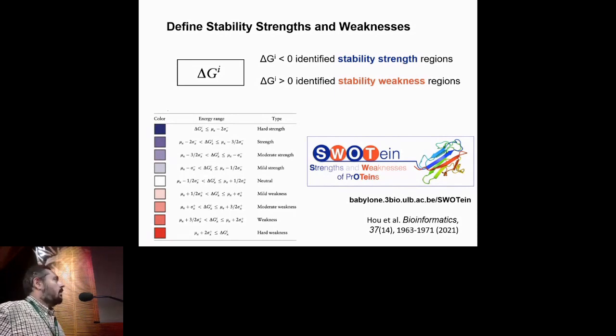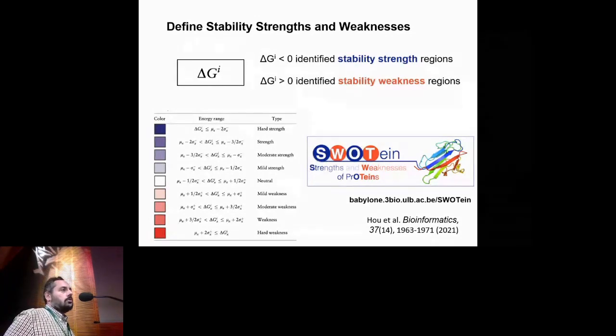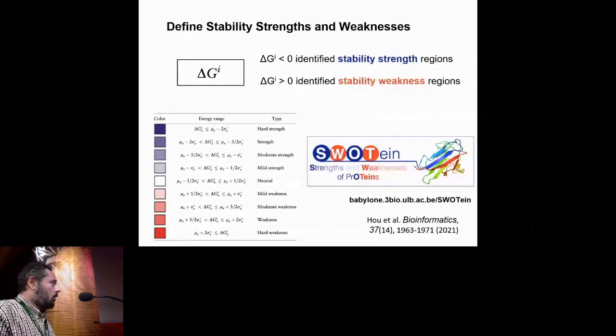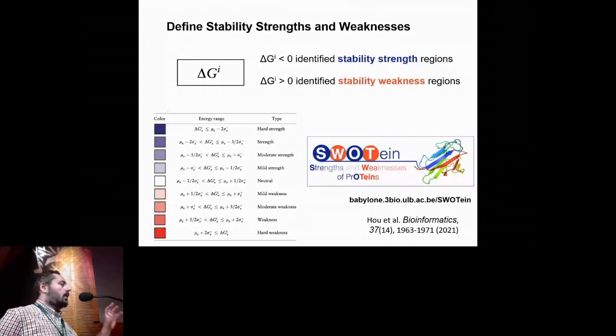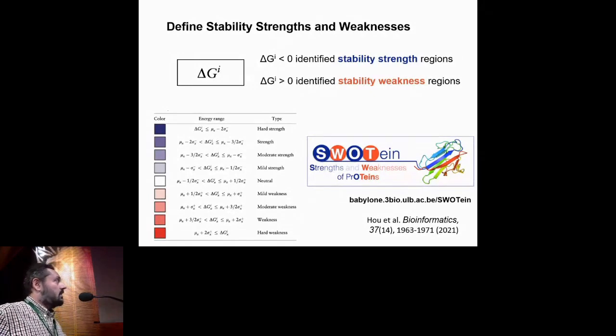We also developed a web server called Swotain, in which you can input your PDB, and then the web server automatically does the computation. So it takes the energetic values, computes, does all the splitting, and outputs the values. We also have a visualization tool in which you can visualize your protein and see the regions that are weak, the regions that are strong, and so on. And we color according to a certain scale.